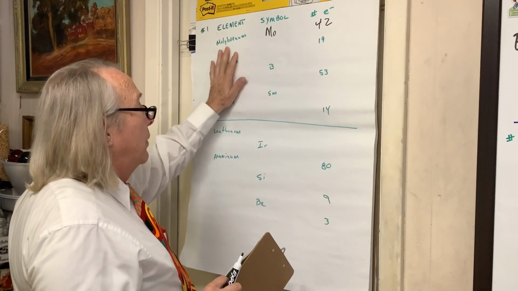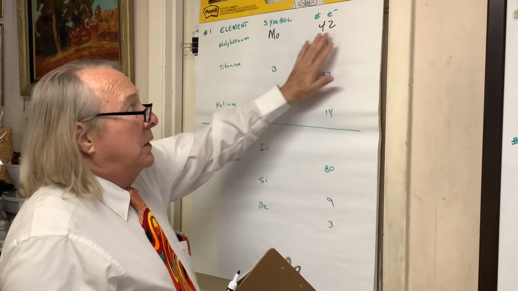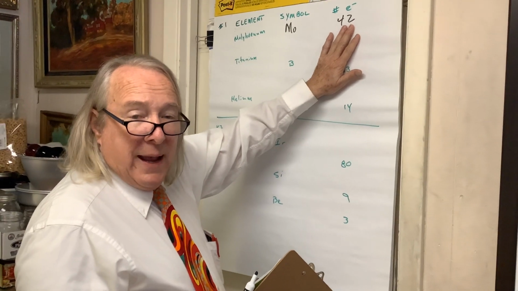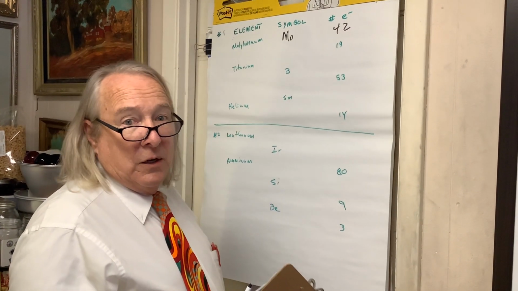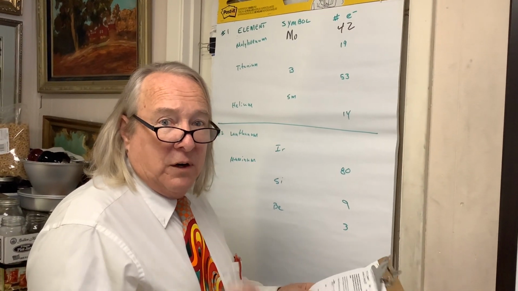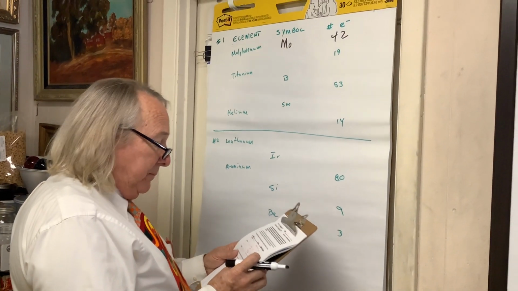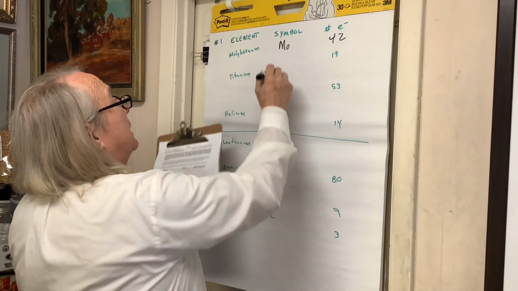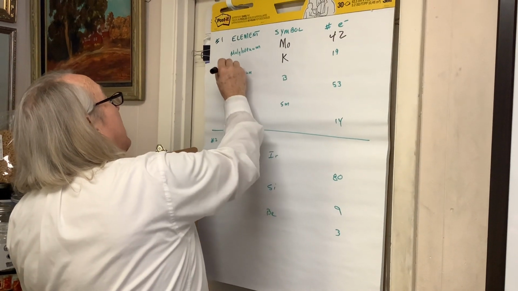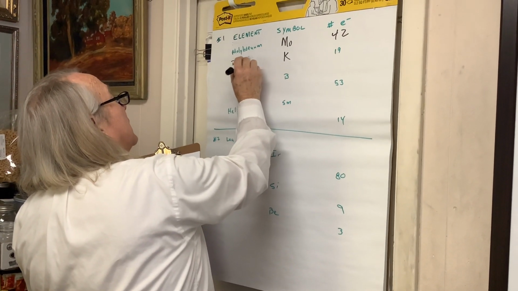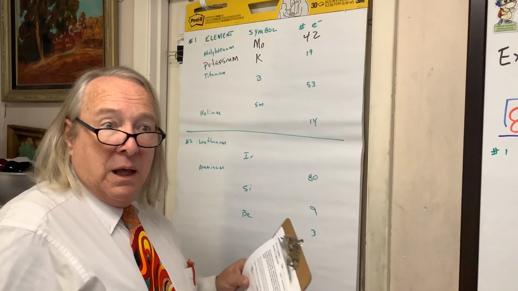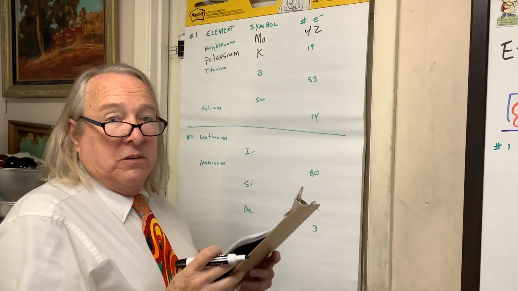You look in the table, you find its symbol, you look for its element number, and that is the number of protons and the number of electrons in a neutral species of that atom. So the next one is element number 19, which is potassium. And potassium is interesting in that it has a Latin root kalium, so its abbreviation is K.